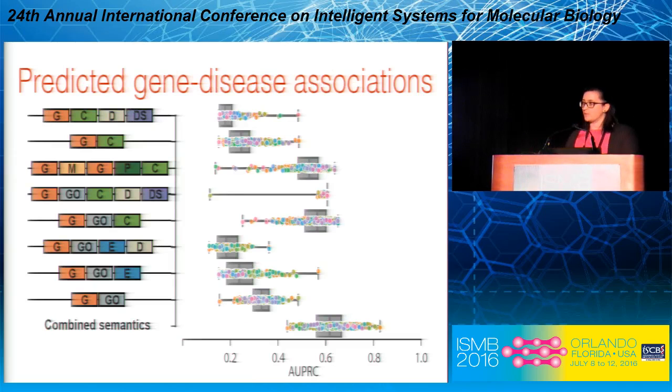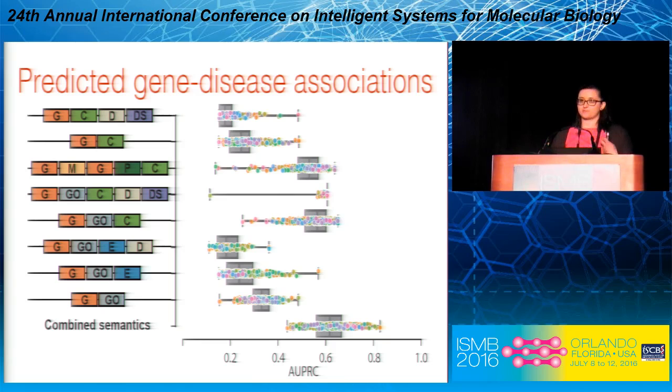So how do the results look? The set of box plots shown here show the area under precision recall curves for various semantics. On the x-axis is the area under precision recall curve. On the y-axis are the semantics which we have seen in the previous slide. And each dot here in the box plot corresponds to 1 disease. So remember that we had more than 300 of them.